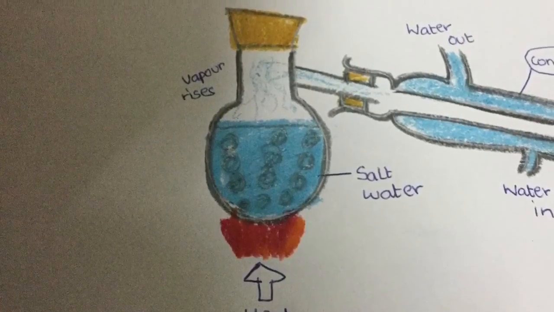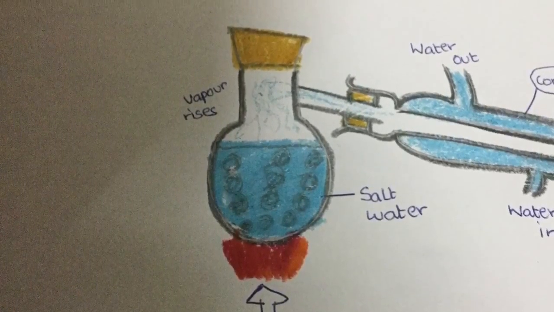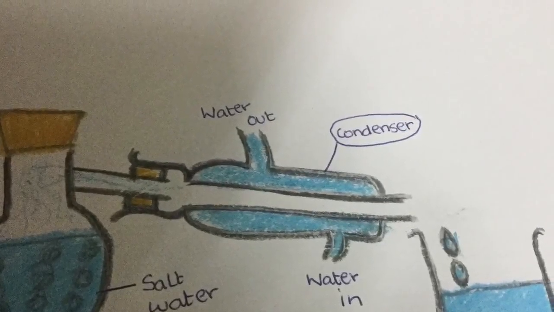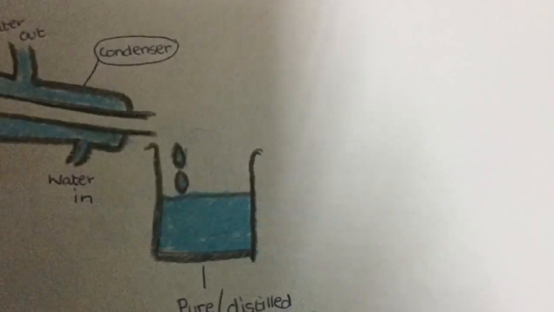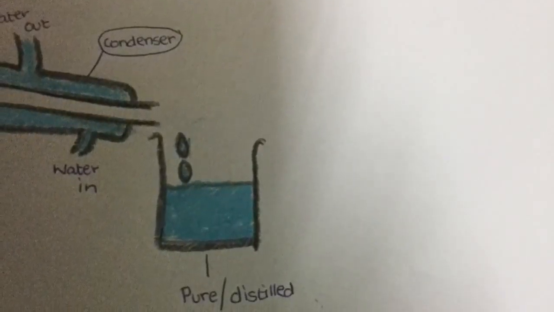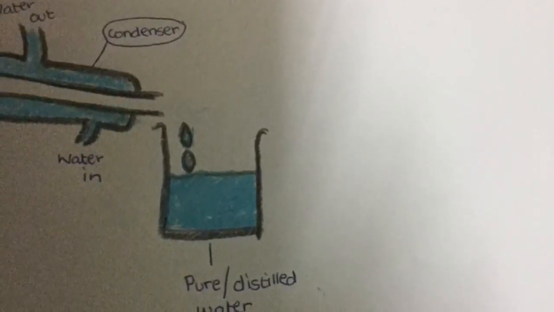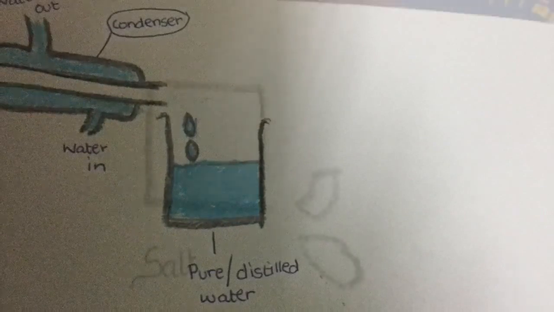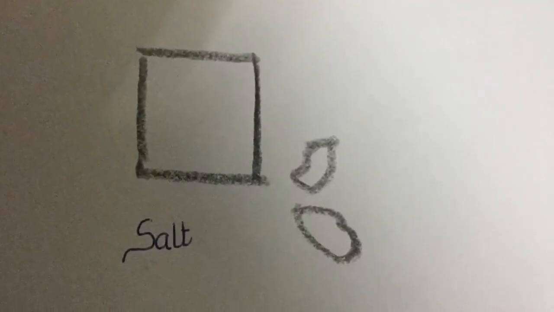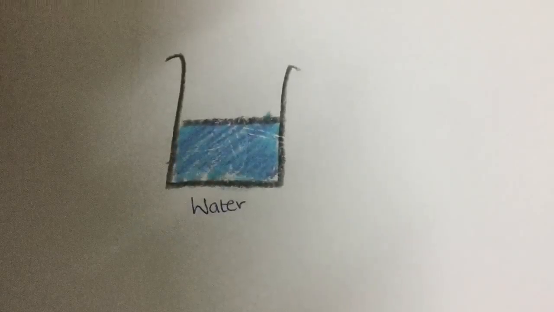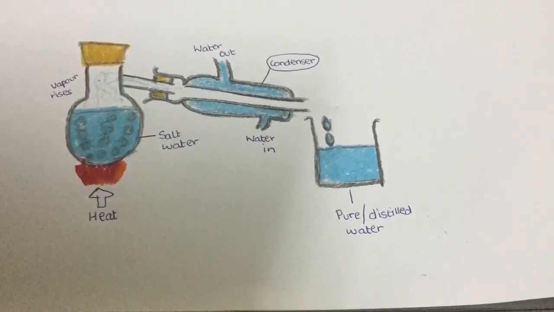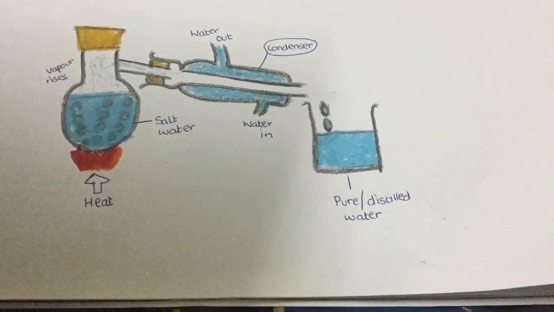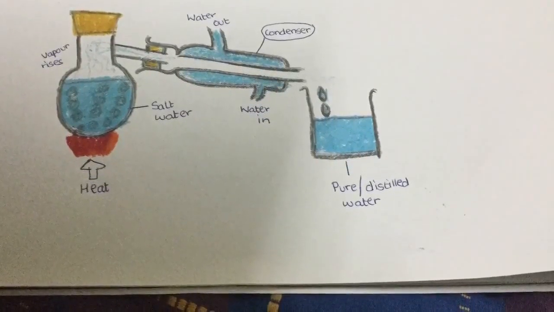You first heat the salt water solution, and as it boils, the water vapor rises into the condenser, leaving the salt behind, and there the vapor condenses into pure water, which then drips into the beaker. This pure water is also known as distilled water. Here the salt is the solute and the water is the solvent. So this is how you can separate salt from a solution of salt and water using simple distillation.